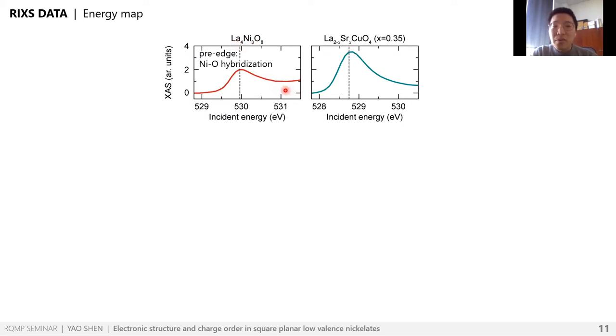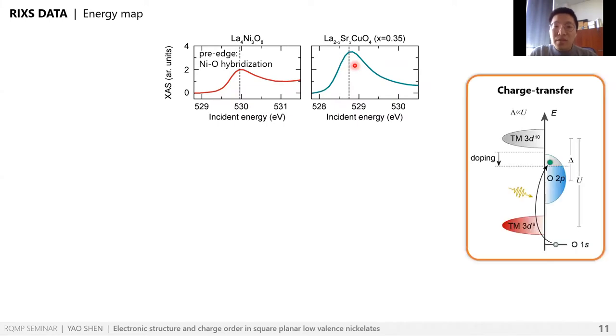And in both samples, we observed well-defined pre-peaks. So what does this mean? For cuprates, we know that it's in the charge transfer regime. So this peak corresponds to an electron excited to the unoccupied states of the oxygen 2p orbitals. How about the nickelates? The very existence of this peak has already excluded the possibility of the more hybrid regime, since in that regime you won't have such a nice pre-peak.